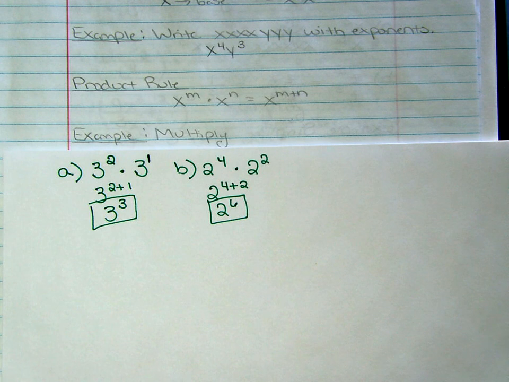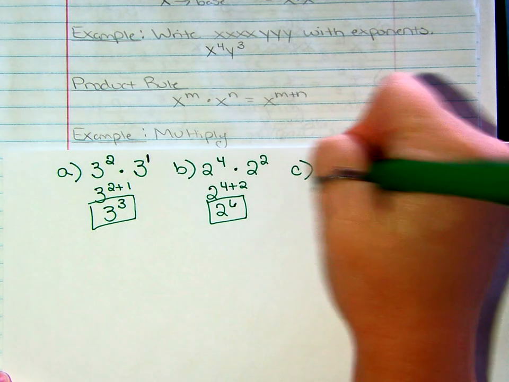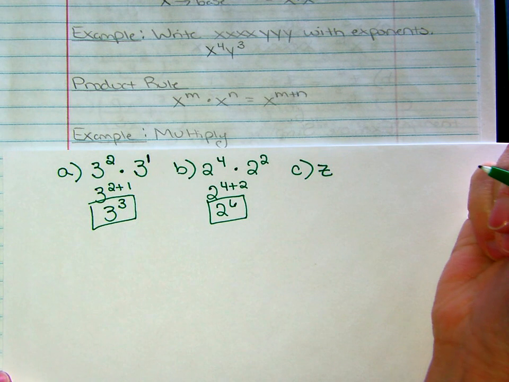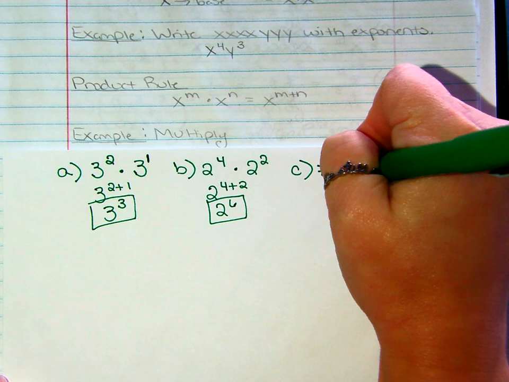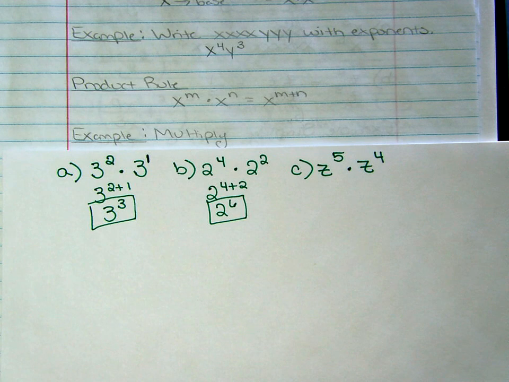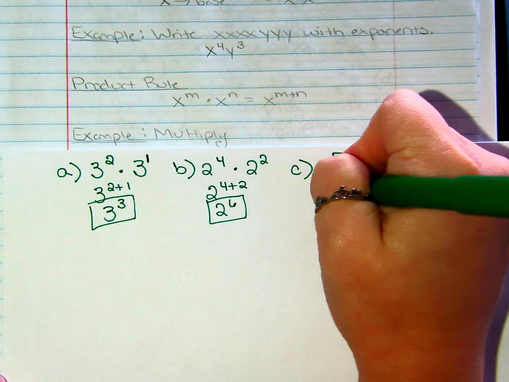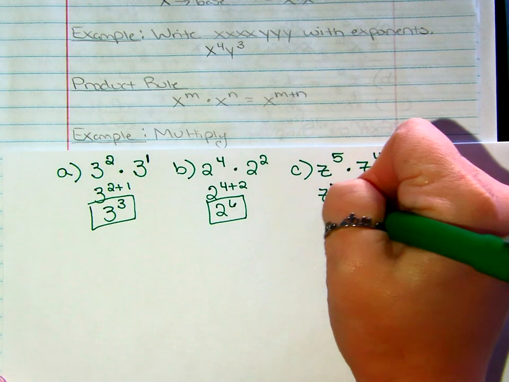And let's see what our third example is. We will have, this is my z. My z has a line through it. So we will have z to the fifth times z to the fourth. All the other examples that we did had numbers, so I wanted to make sure we had one with variables. The bases are the same. Both are z's, so we're allowed to use our product rule. We just add the exponents, and we will have z to the ninth.